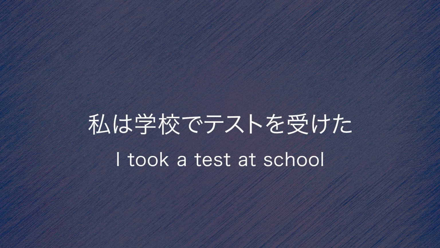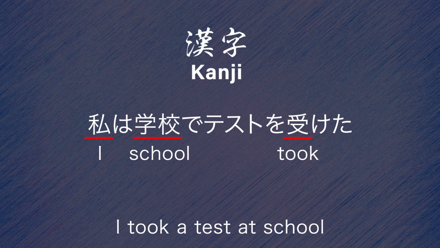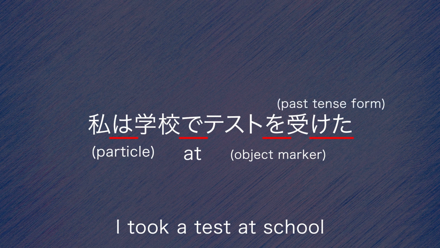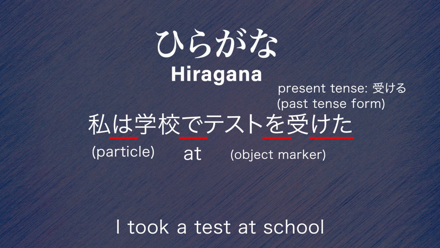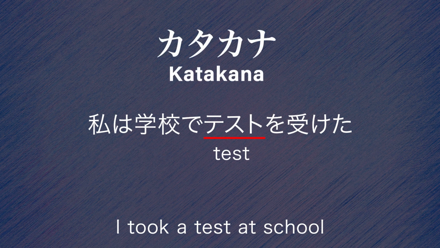For example, in the sentence, 私は学校でテストを受けた。私, I, 学校, school, and 受け, took, are keywords, so they are written in kanji. Ha is a particle that marks the topic of the sentence. De, at. O, object marker, and keta is a past tense form of the verb 受ける, take. They are written in hiragana to support the sentence structure. Tesuto, test, is a loan word from English, so it is written in katakana.